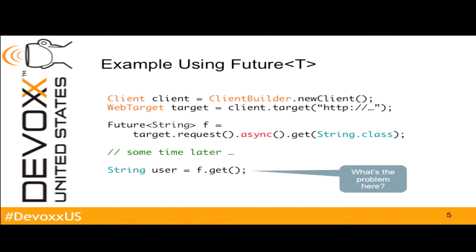And of course, two things could happen. The value is available, and you get it right away, or you block, right? And so the whole thing that you were trying to avoid at the beginning is back in play here.